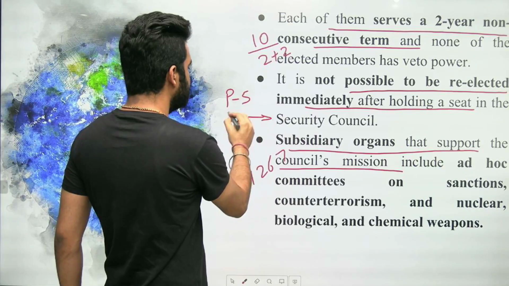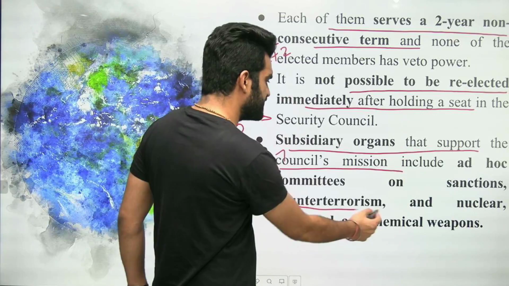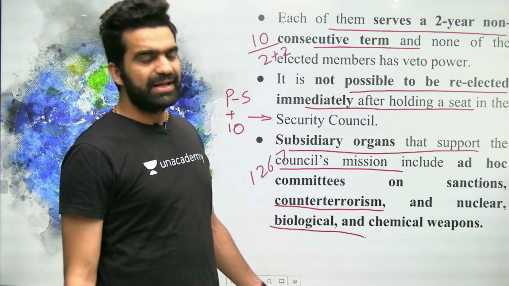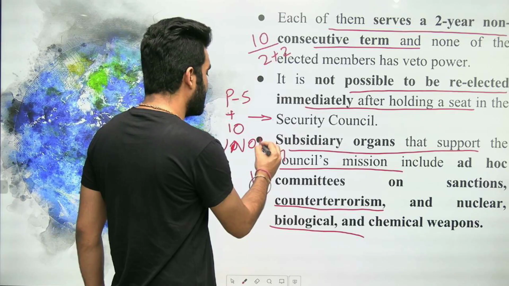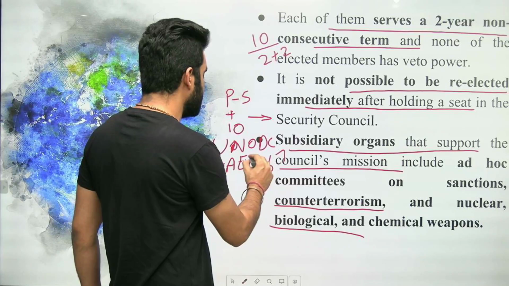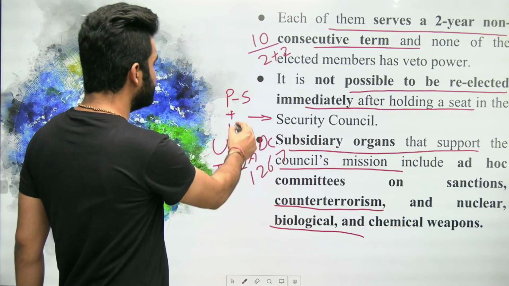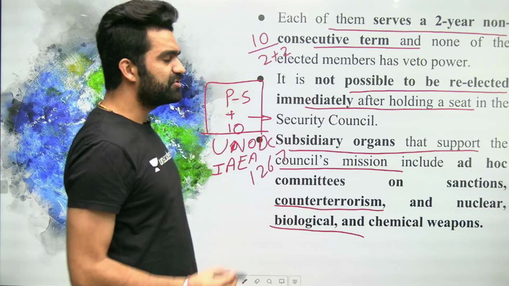P5 plus 10 non-permanent members. Then, Committee on Counterterrorism, then Nuclear, Biological and Chemical Weapons. So, there are organizations like the United Nations Office on Drugs and Crime. Then there is the IAEA, the International Atomic Energy Agency. These are the subsidiary organs which implement the decisions taken at this level. So this is to implement the decisions, right?